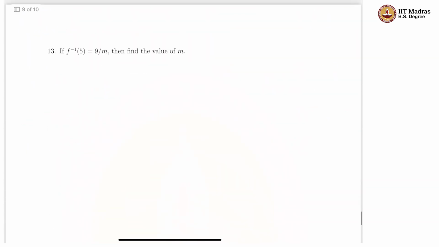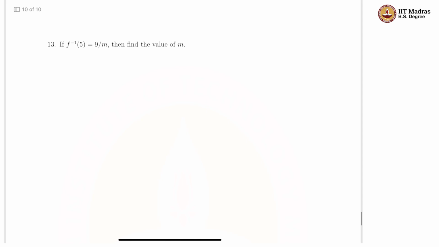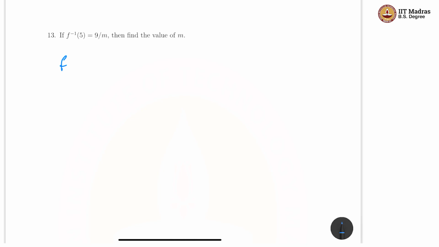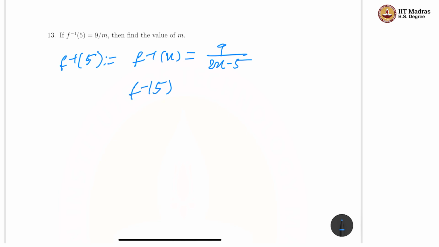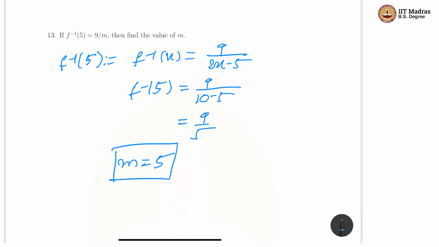Let's solve the next question. This is the last question of our practice assignments. We have to calculate f inverse(5). So f inverse(x) is equal to 9 by 2x minus 5. So f inverse(5) will clearly be 9 by (10 minus 5). That means 9 by 5. So the value of m is equal to 5. Okay, so this is our answer.